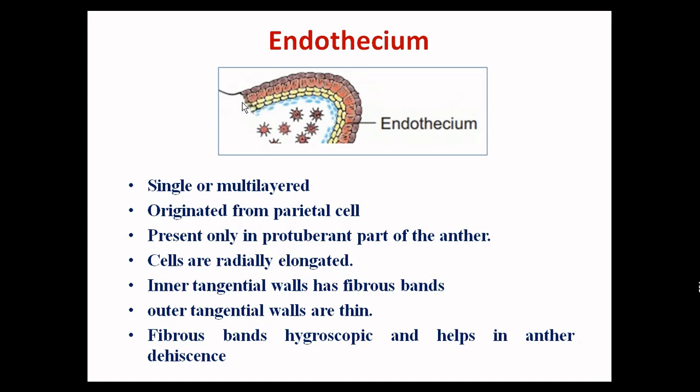The fibrous bands are hygroscopic in nature, and that helps in anther dehiscence. Hygroscopic means they can absorb moisture from the environment, and because of that the anther lobe swells, the anther breaks open, and the pollen mass comes out.